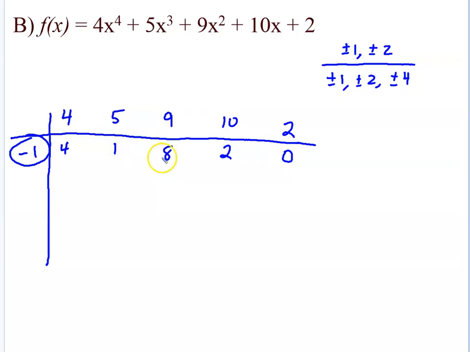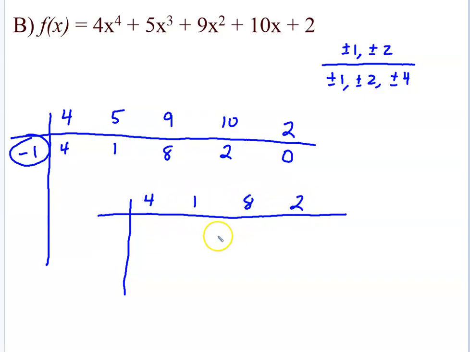So I've gotten this function down to 3rd degree. Until I get to 2nd degree, I'm going to have to use the table again. This time I'm going to use these numbers, 4, 1, 8, 2. And I'm just going to, once again, use the rational root theorem, but it's the same numbers. This time I'm going to test negative 2. All right, so bring down the 4. Negative 8 plus 1 is negative 7. 14 plus 8 is 22.